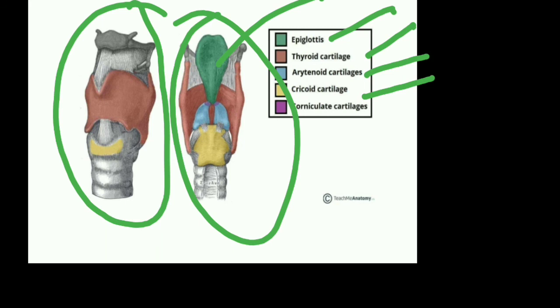The thyroid cartilage, cricoid cartilage and arytenoid cartilage are also called hyaline cartilages. The thyroid cartilage is the most prominent and consists of two flat pieces of hyaline cartilage fused anteriorly forming the Adam's apple. So, this you can see. The cricoid cartilage, here you can see, which is in yellow color.